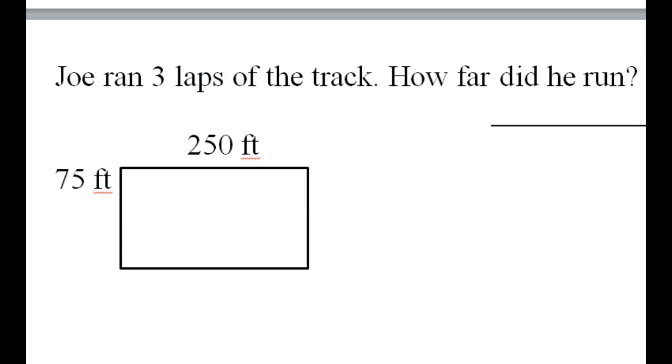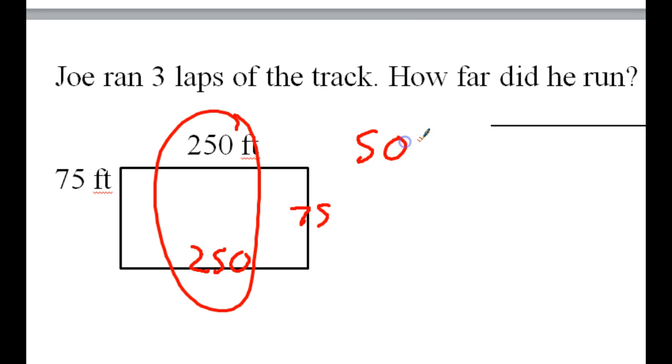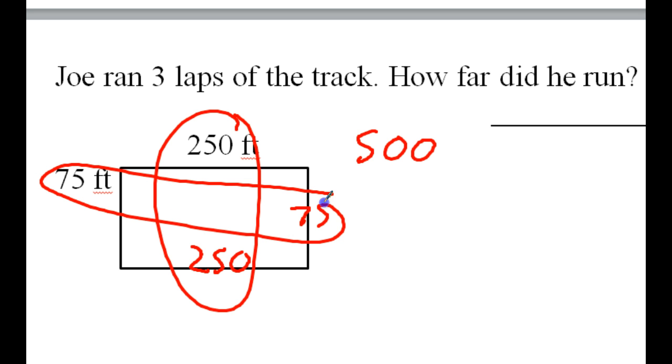Next one. Joe ran 3 laps of the track. How far did he run? If you're going around a track, again, it's perimeter, so I need to get all my numbers on all the sides. Add them up. 250 plus 250 is 500. 75 and 75 is 150. Add them together, and that's 650.